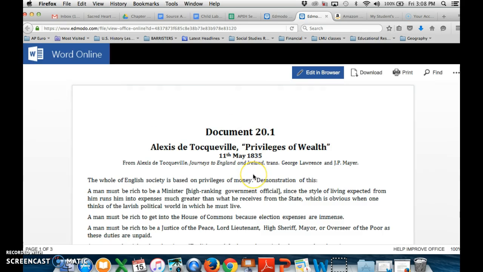What is this? Wow, cool. All right. Word Online. It's like Microsoft competing with Google.